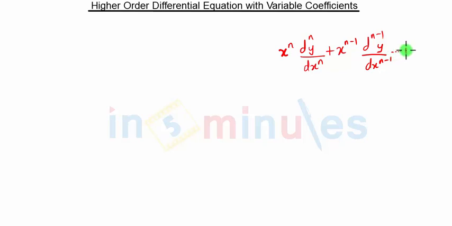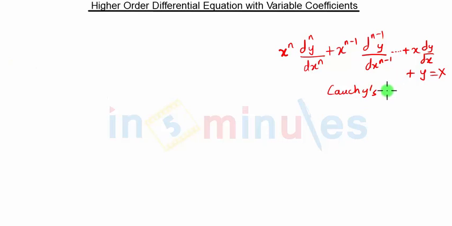In this video we are going to see higher order differential equation with variable coefficients. So till now we saw the equation is always of the form x^n d^n y/dx^n plus x^(n-1) d^(n-1) y/dx^(n-1) and so on till x dy/dx plus y equal to some function of x. So we know that this equation is nothing but Cauchy's equation.